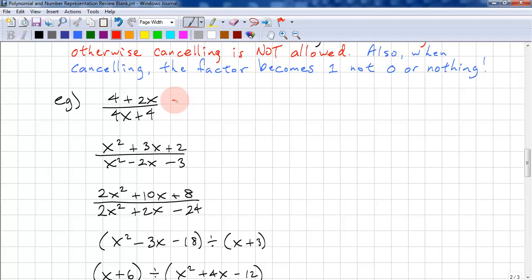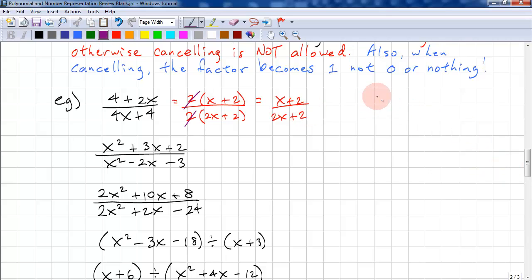Okay, let's factor this. We can factor a 2 out. I'm going to reorder this so that 2x is first, and then 4 divided by 2 is 2. And we're just going to factor 2 out. So this is 2x plus 2. Now we can cancel the 2's, and our answer is x plus 2 over 2x plus 2.